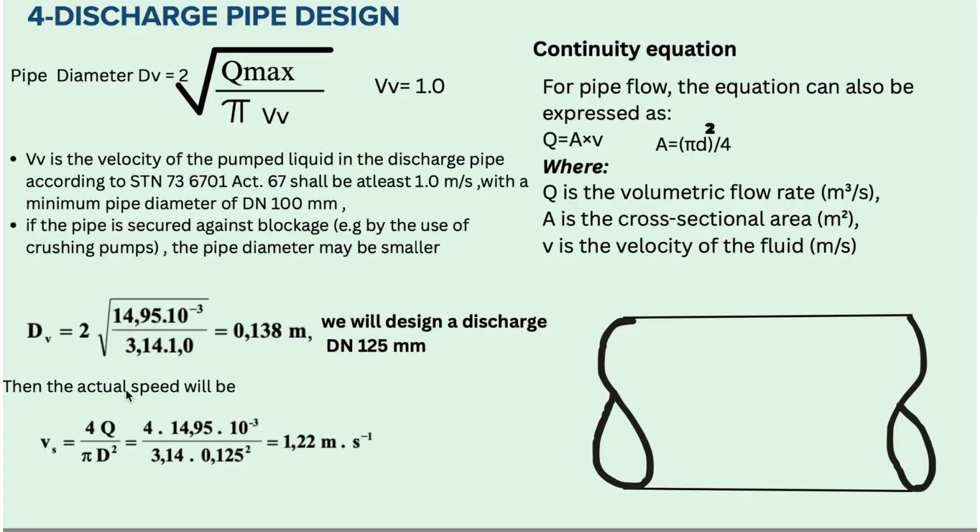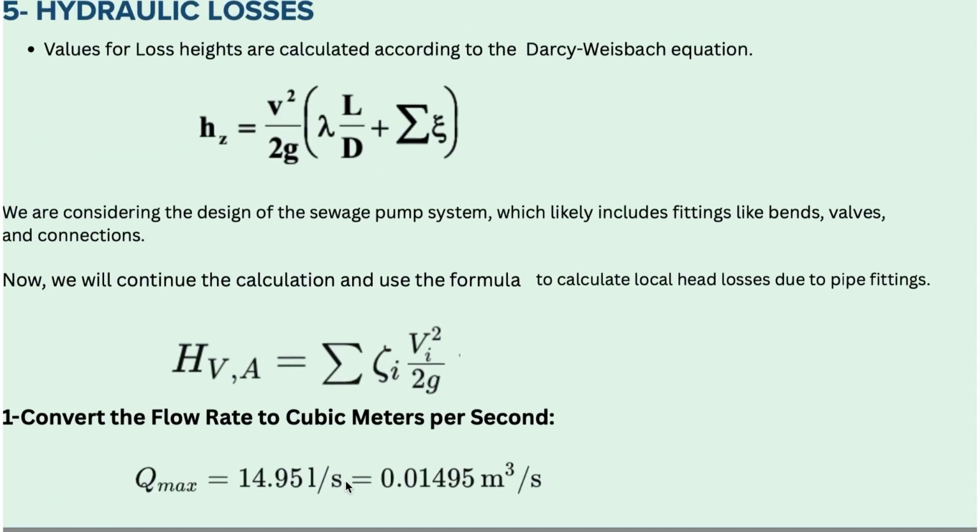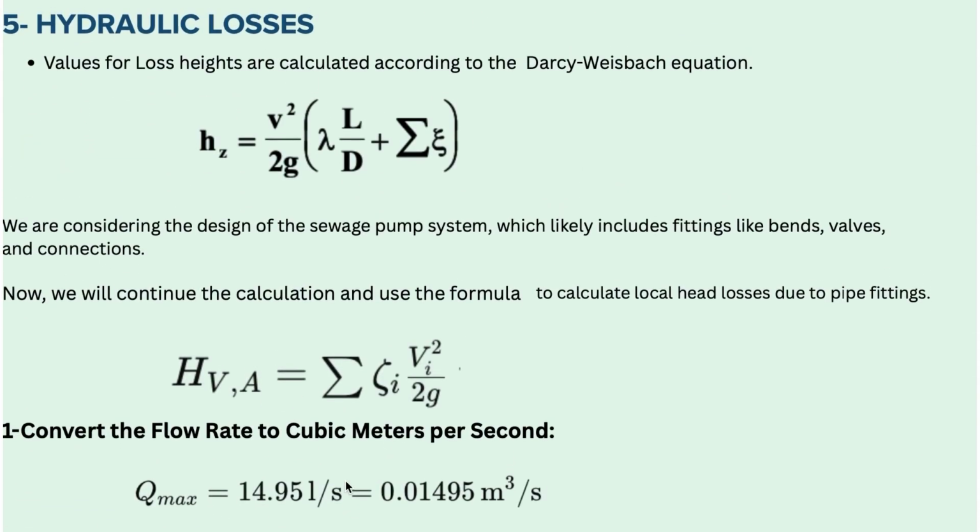Then you can easily calculate the actual speed depending on the continuity equation, which is 4Q divided by pi d squared. So you plug in the values, you get your velocity 1.22 meters per second. Then the fifth step here, to calculate the pump unit for the sewage wastewater, we calculate the hydraulic losses.